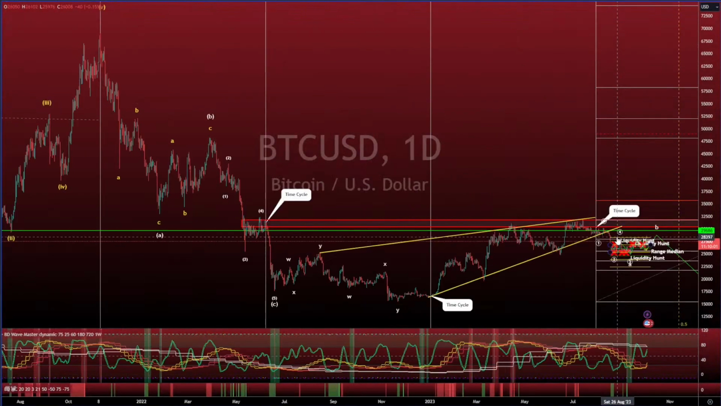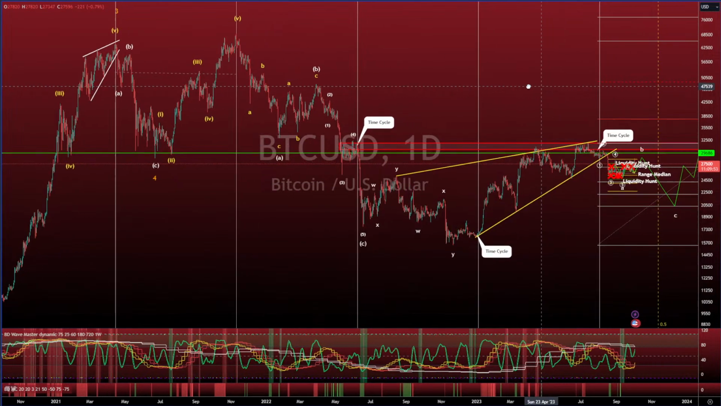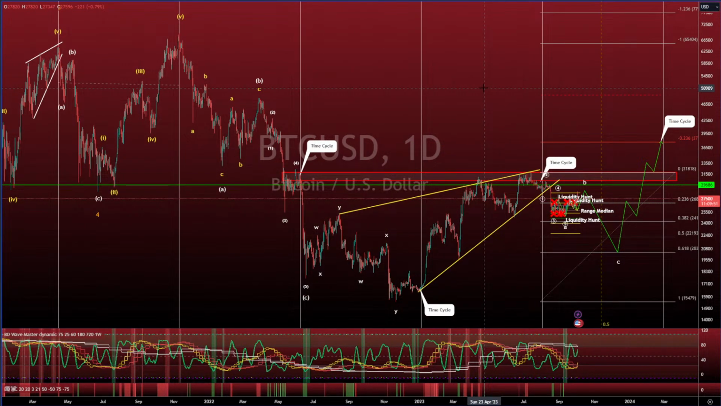Bitcoin, we talk about time cycles with Bitcoin as well. So let me move this over into log scale. I just want to start here with this higher time frame approach. And again, what I've been projecting is that we would see a move up here into 28,000. And that is exactly what has happened. Now that we've had that move, and it happened much faster than I expected, I didn't expect that move to happen until mid-October.